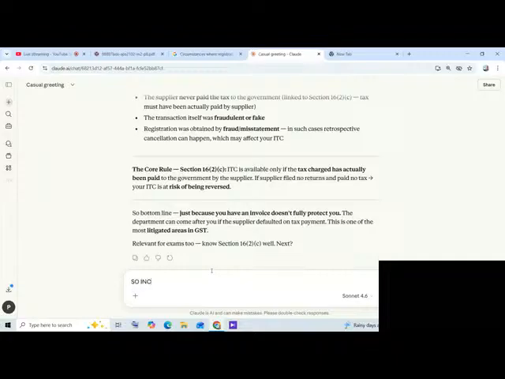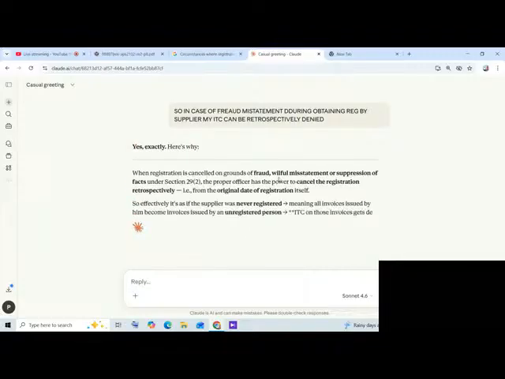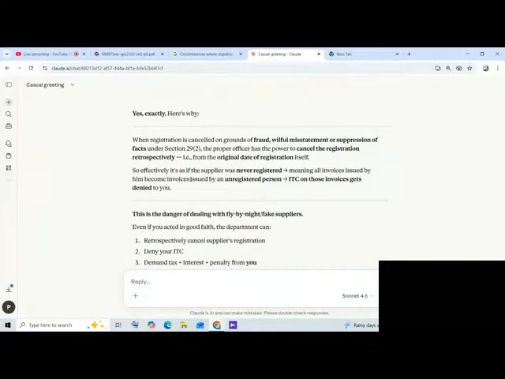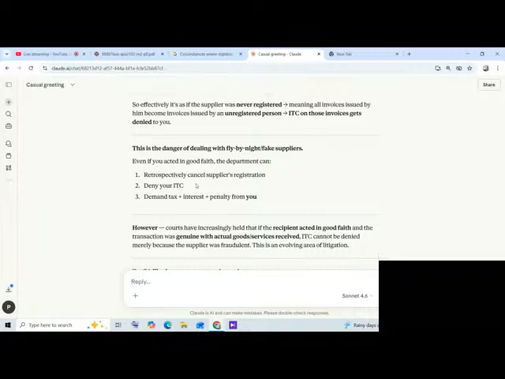So in case of fraud or misstatement during obtaining registration by the supplier, my ITC can be retrospectively denied. Okay, fine.